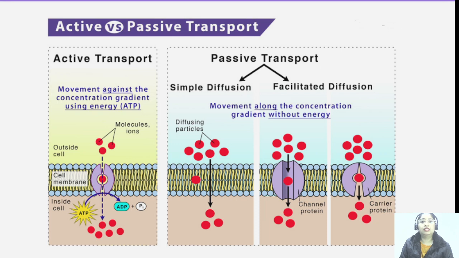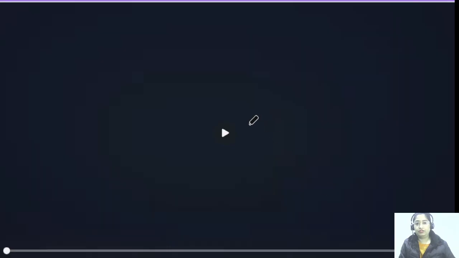Here you can see in the picture, passive transport has two types, simple and the facilitated diffusion. Simple diffusion can easily pass through, but in the facilitated diffusion, helping proteins, or the channel proteins or the carrier proteins are required. Okay. Next will be the active transport, where it requires the ATP energy. So let's watch another video for a better clarification.